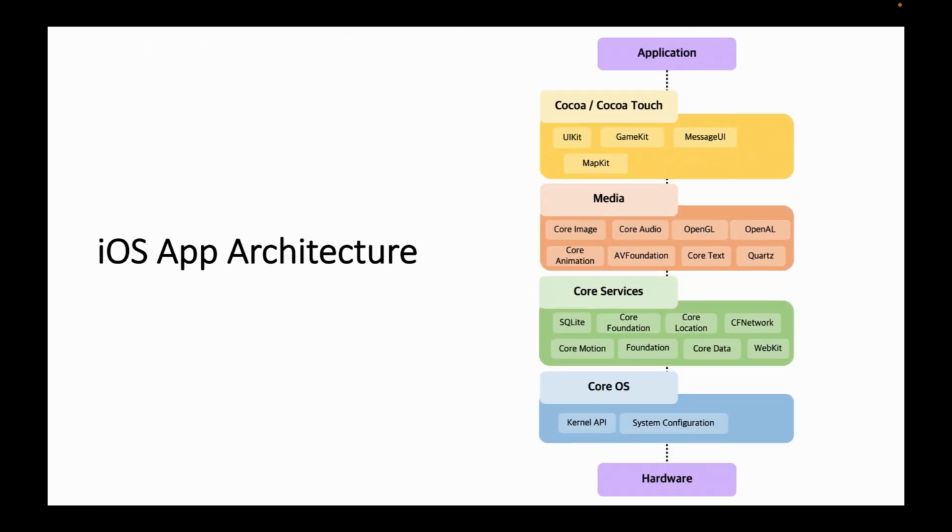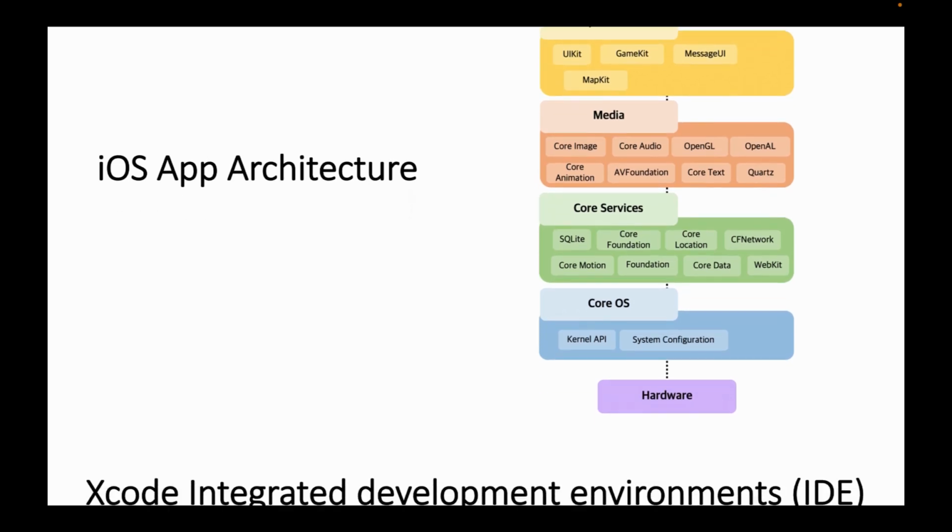If you look at iOS application architecture, it has a set of layers. You can see here the base is hardware, then we have core OS layer, then next is core services that runs on the operating system, then we have media services, and above that we have the Cocoa Touch framework which provides the UI packages. Using all of these we create our application for iOS devices.